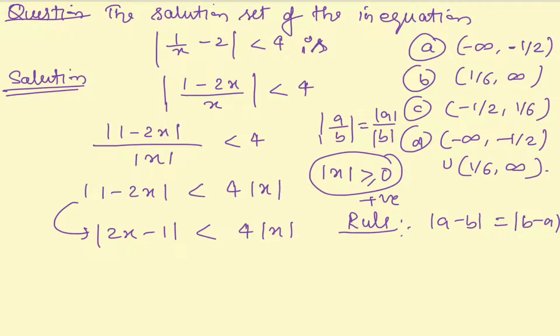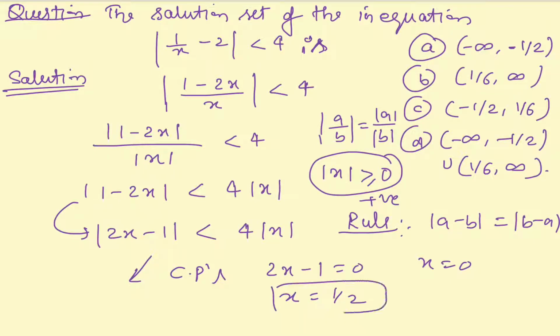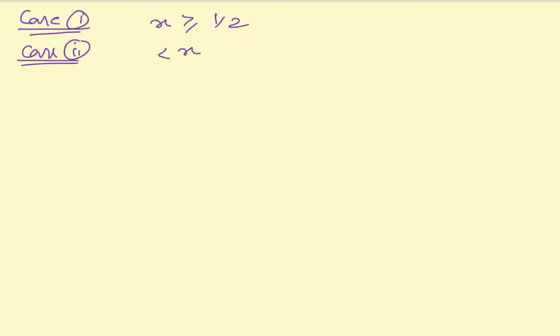So the critical points are where 2x minus 1 is equal to 0, and where x is equal to 0. So x equal to 1 by 2 is the first critical point and x equal to 0 is the second critical point. Accordingly we are going to form the cases. Case 1 will form when x is greater than or equal to 1 by 2. Case 2 will form when x is greater than 0 and less than 1 by 2, and case 3 will form when x is less than 0.